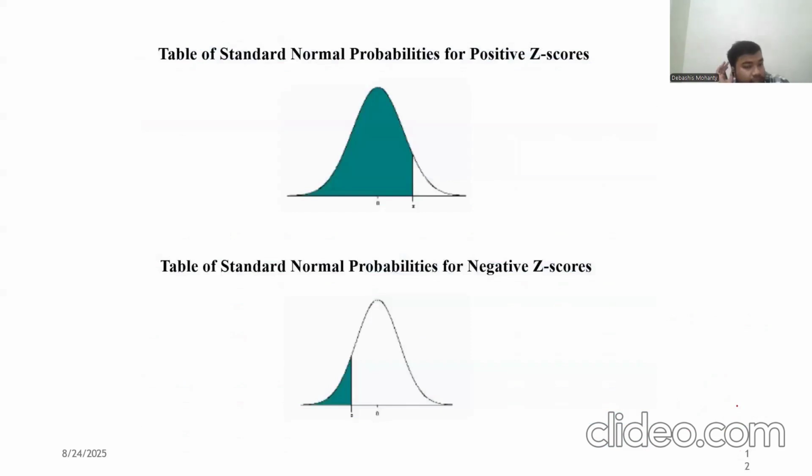The next important thing is the table of the standard normal probability for positive Z score and for negative Z score. For positive Z score, we can see the colored area is approaching towards the axis, and for negative Z score, you can see that a small portion is affected. So here is the variation for positive and negative.